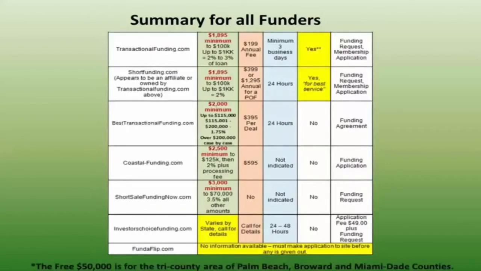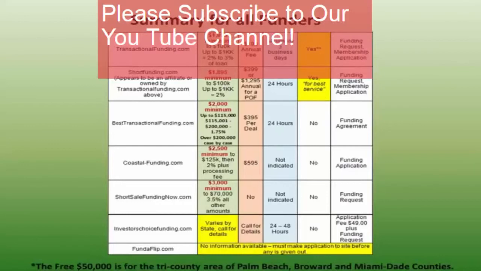This is the next set of summary for transactional funding lenders, and you can see that there is a membership requirement on 2 of the sites, as I mentioned, shortfunding.com and transactionalfunding.com.